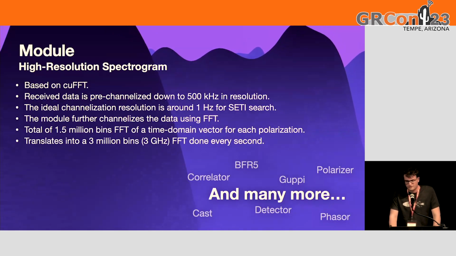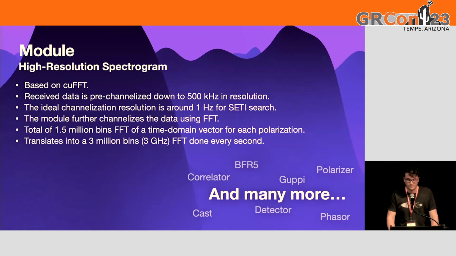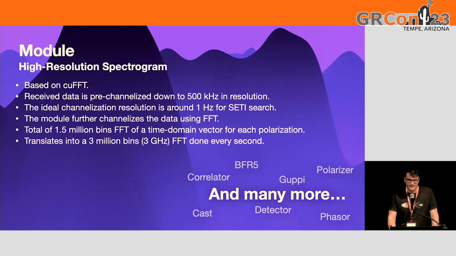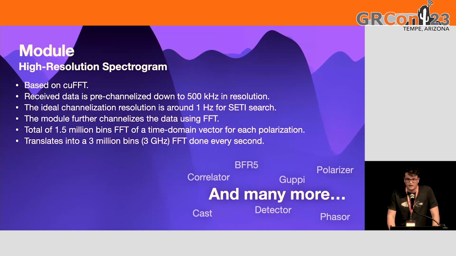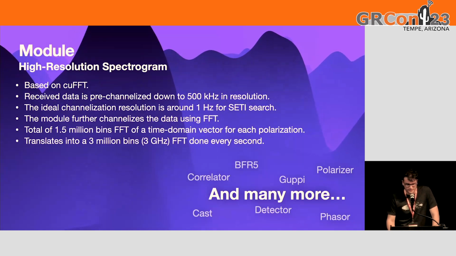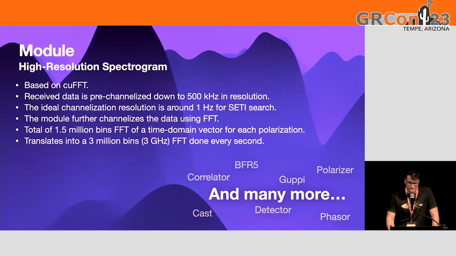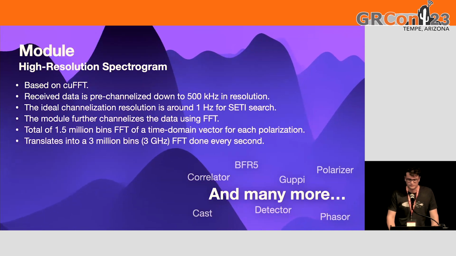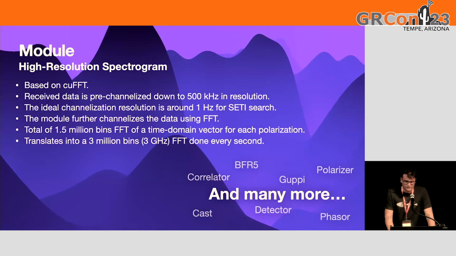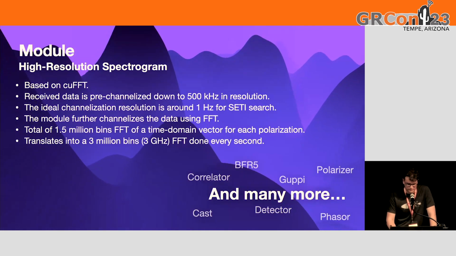And we also have other modules like the Guppi file reader and the polarizer that will synthesize right-hand and left-hand circular polarizations from our horizontal and vertical polarizations, bandpass calibration, and also a correlator that we will hopefully have soon, and also a detector that will do the Stokes I calculations from the data, and also the phaser that I just talked about.